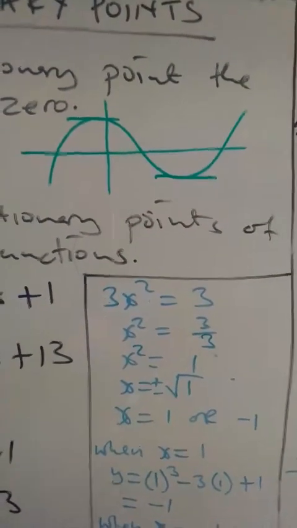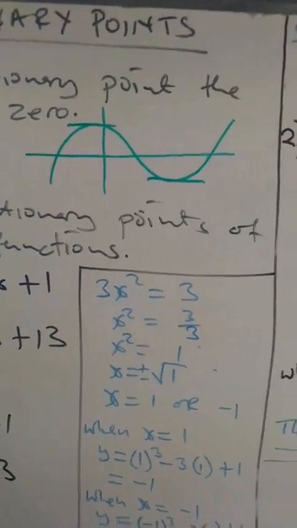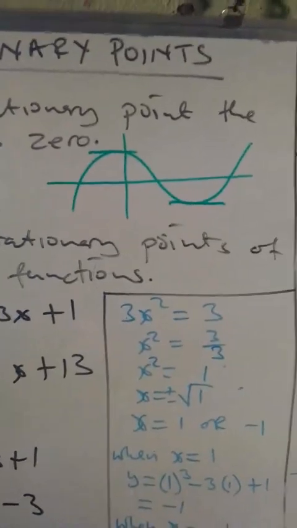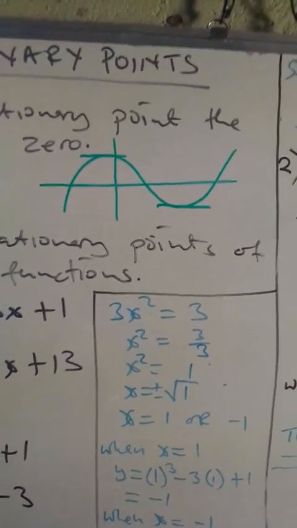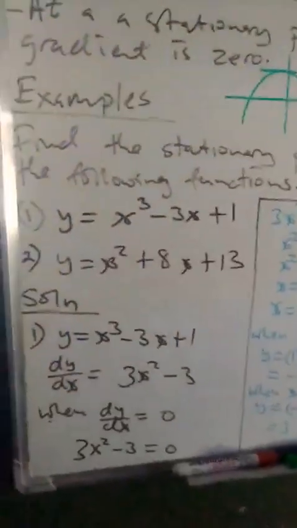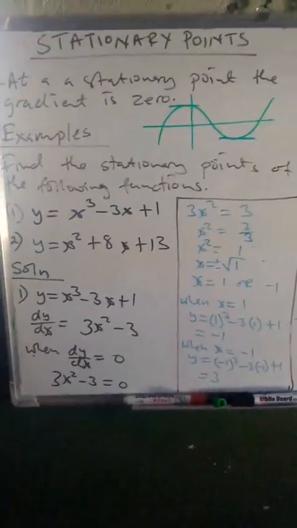And we have also agreed before that horizontal lines have a 0 gradient. So those are the points that we want to find using the same concept of differentiation. Examples: find the stationary points of the following functions.